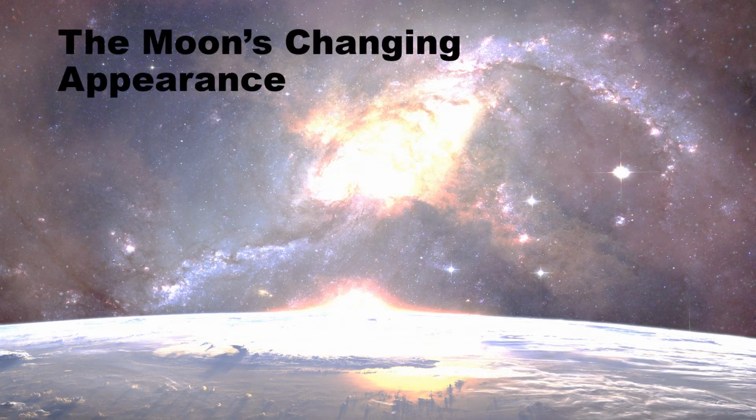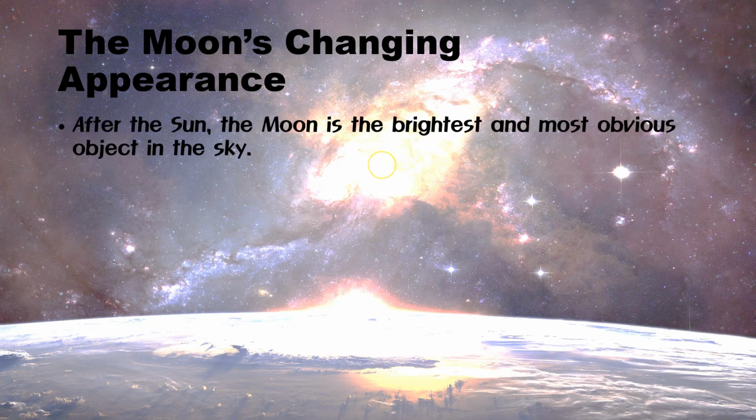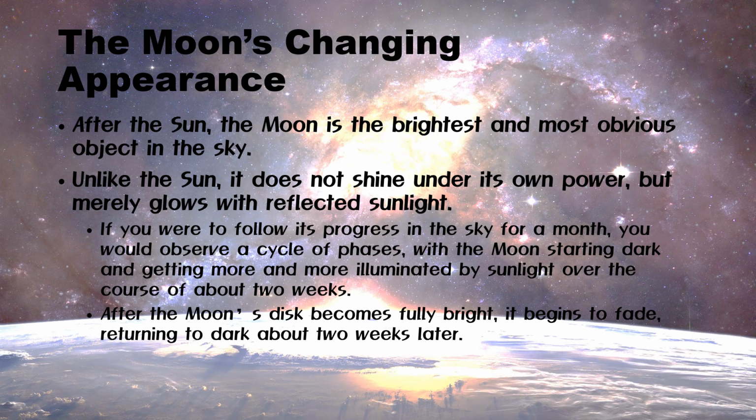So one thing you might notice is that the Moon has a pretty changing appearance. Every night it might look a little bit different. After the sun, our moon is the brightest and most obvious object in our night sky. Unlike the sun, it does not shine under its own power, but merely glows with reflected sunlight. In fact, every time you see moonlight, it's actually just reflected sunlight.